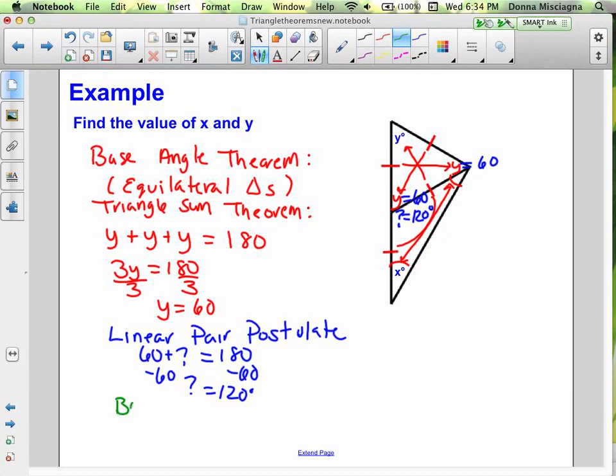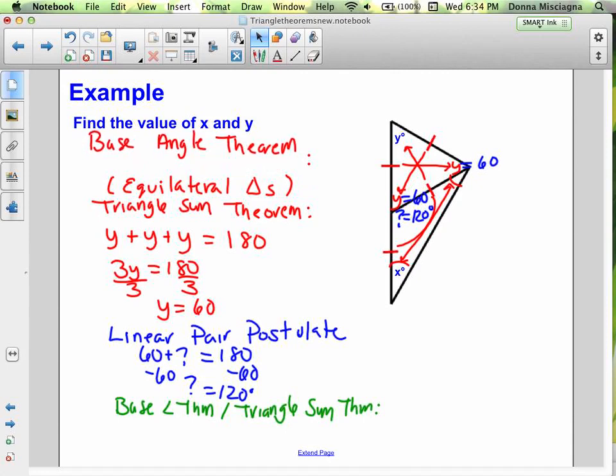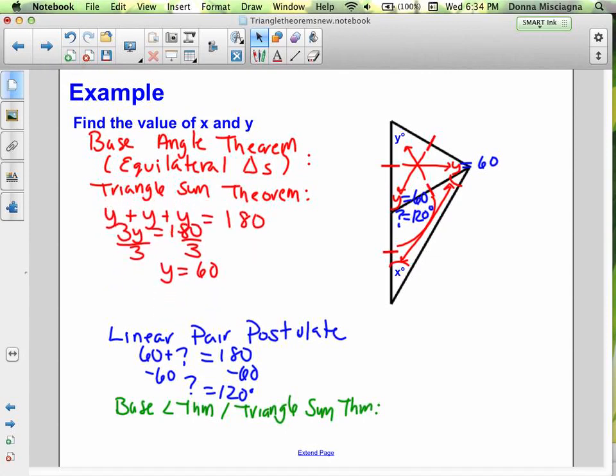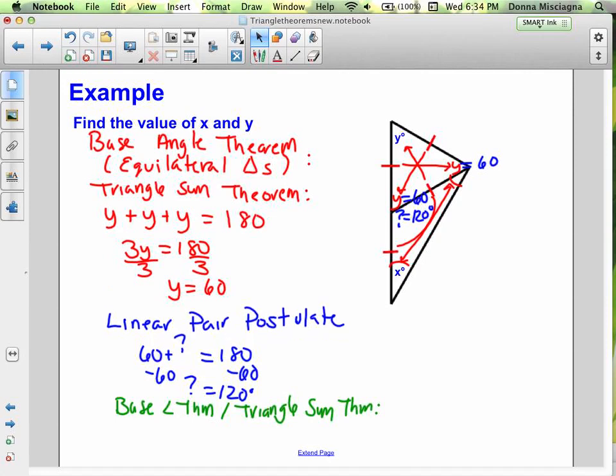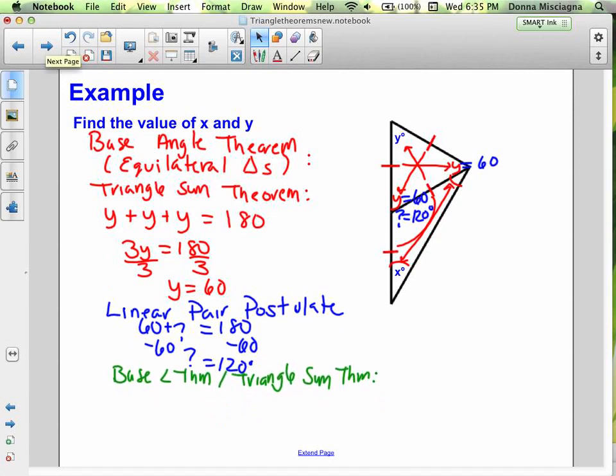Okay? And so now, I really need to write smaller. All right, so now we're going to use base angle theorem, because I want to solve this two ways. Base angle theorem and triangle sum theorem again. Sorry, just giving myself like an inch of space. Move that up. You know how it is. There we go.